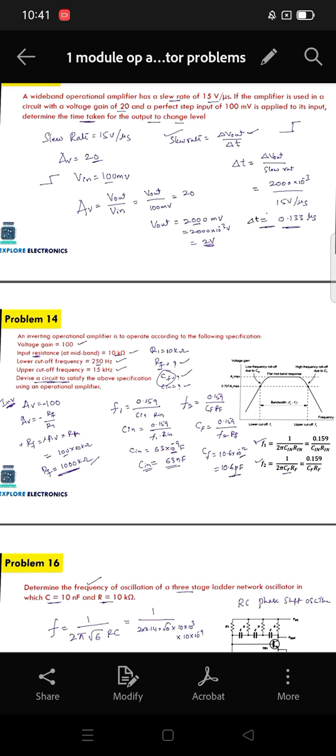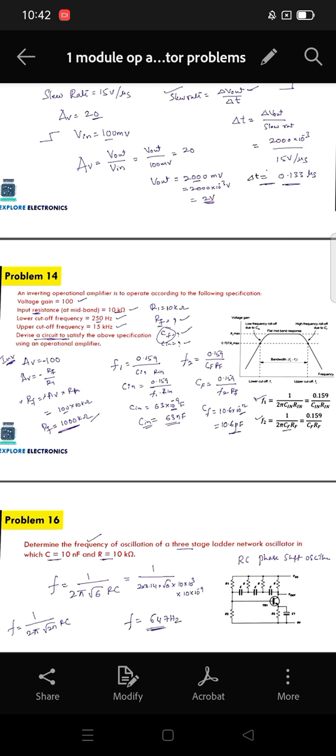Next question is, an inverting operational amplifier is to be operated according to the following specification. They have given the specification of the operational amplifier. From that you have to find the frequencies and capacitor values. First, what are all they have given? AV equals -100, because it is an inverting amplifier.